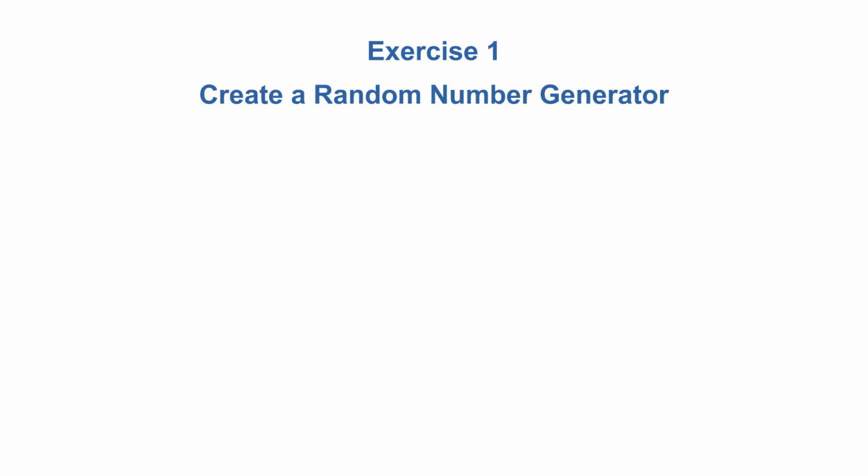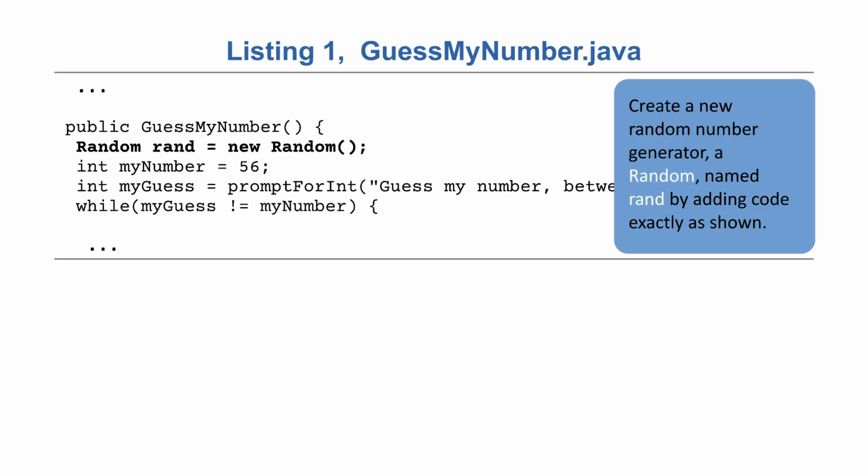Exercise 1. Create a random number generator. Pause the video if you need more time in any of these exercises. If you want to see how I would complete any of the listings, please refer to the completed listings at the end of this video. Create a new random number generator, a Random, named rand, by adding code exactly as shown.